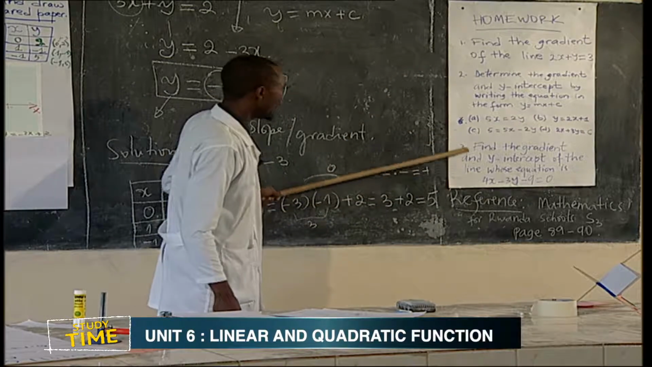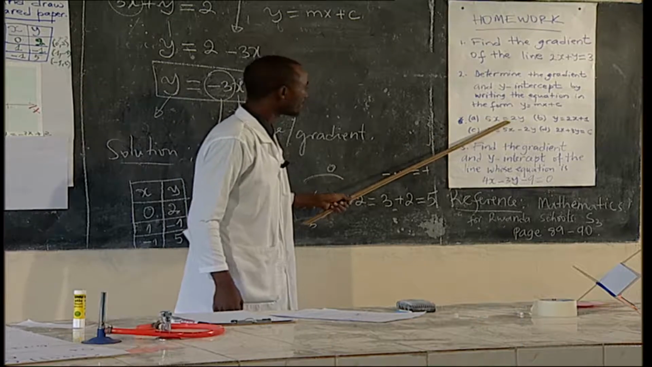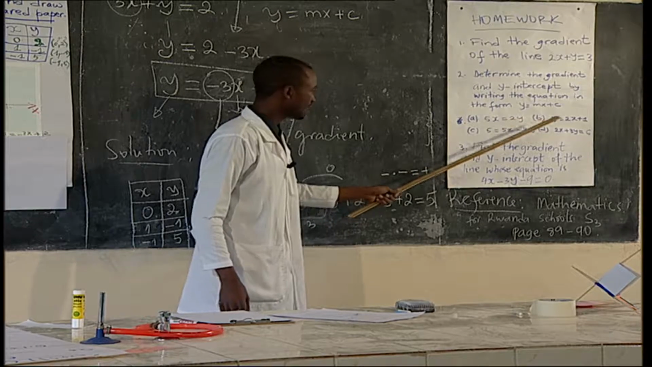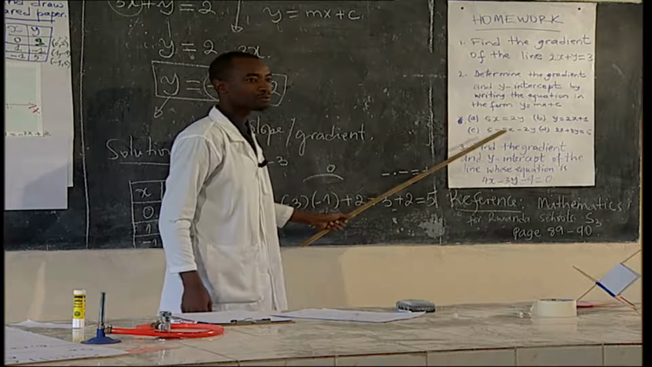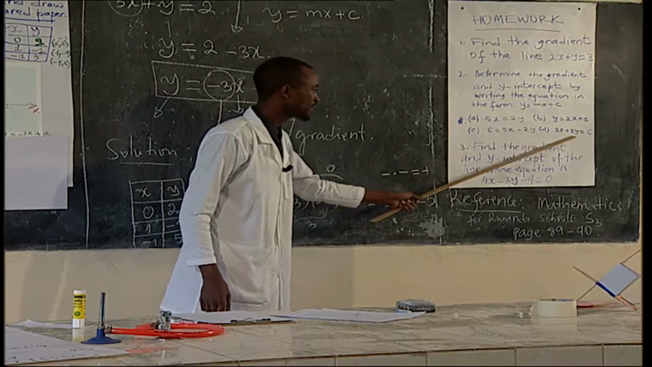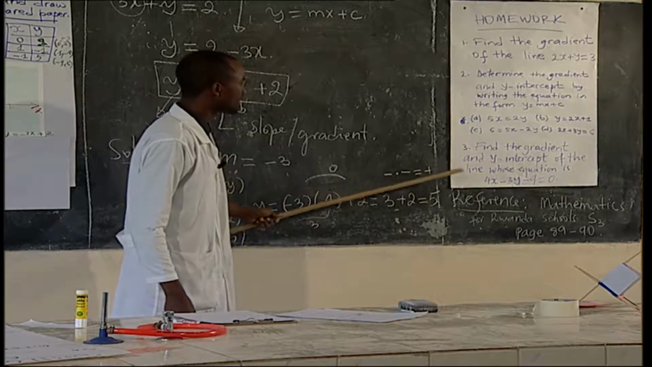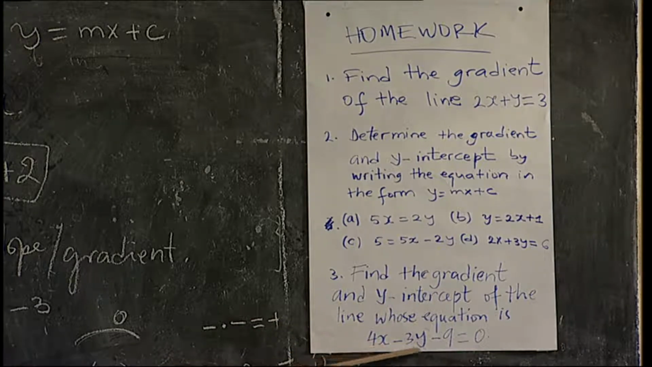Now, here we have a, which is 5x equals 2y. We have b, which is y equals 2x plus 1. Here we have c, 5 equals 5x minus 2y. And here we have d, which is 2x plus 3y equals 6. Find the gradient and the y-intercept of the line whose equation is 4x minus 3y minus 9 equals 0.